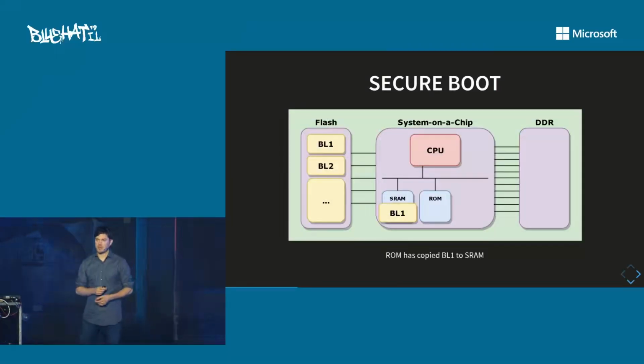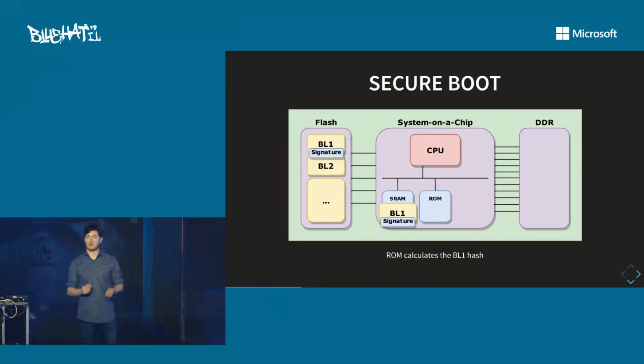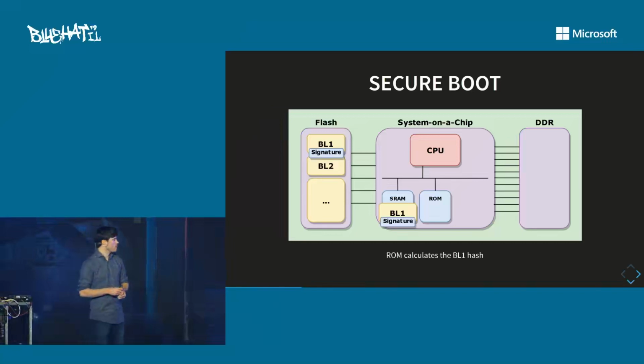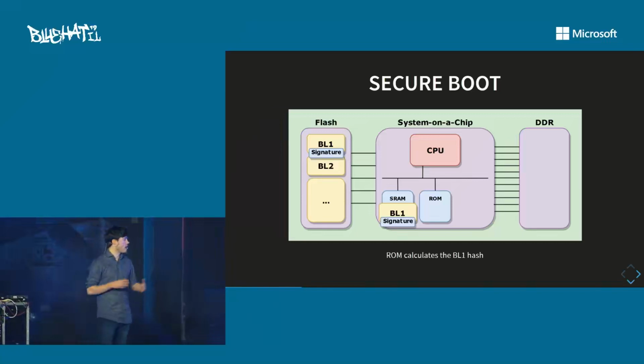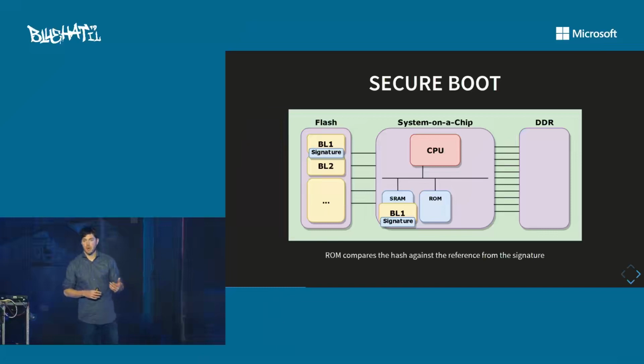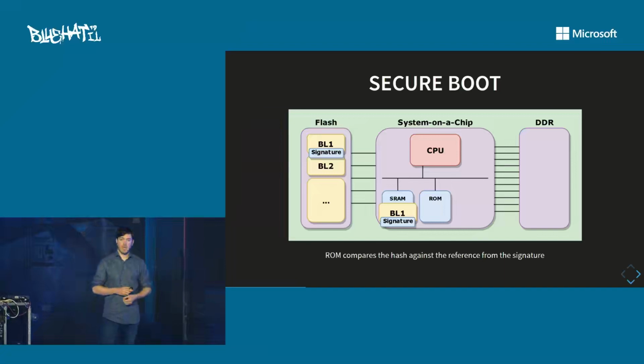So now let's try to explain secure boot. Here is the picture we saw before. The ROM has copied BL1 into SRAM, but now there are also signatures. The ROM will first calculate a hash of the BL1, and then verify it against the reference signature. So either an RSA signature, or as we saw with the PSP, maybe just a hash that is stored somewhere. And basically, if these signatures match, you boot, and otherwise, you don't boot.